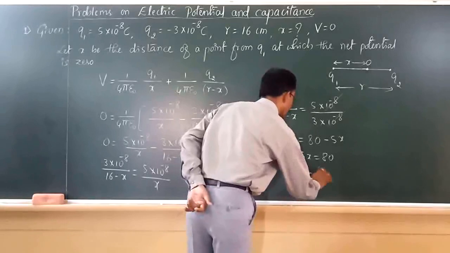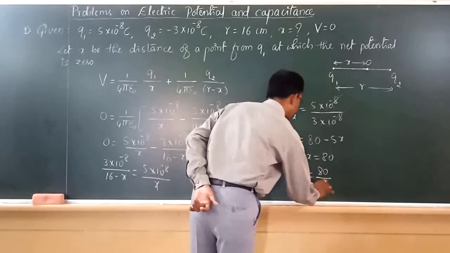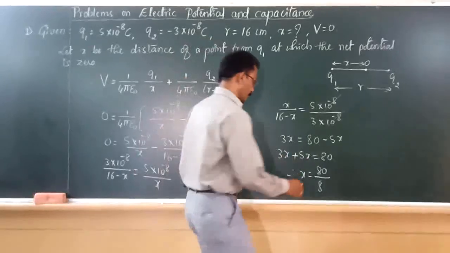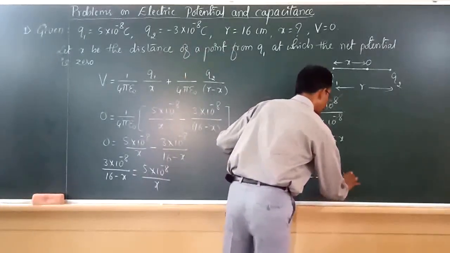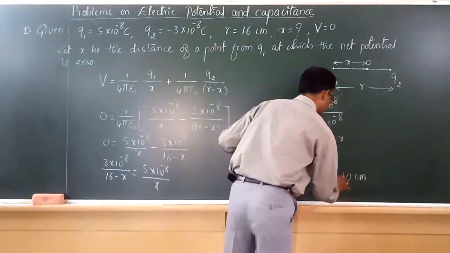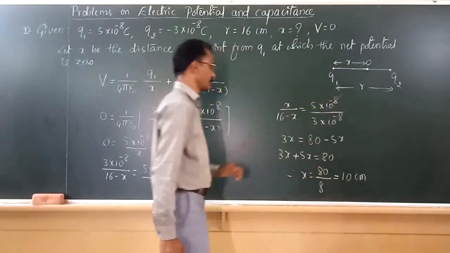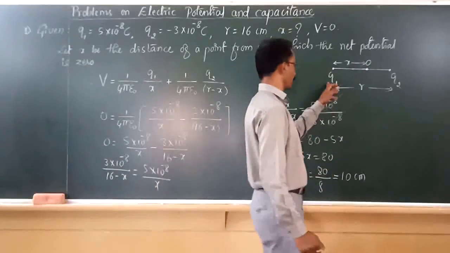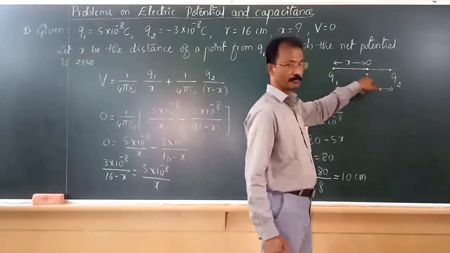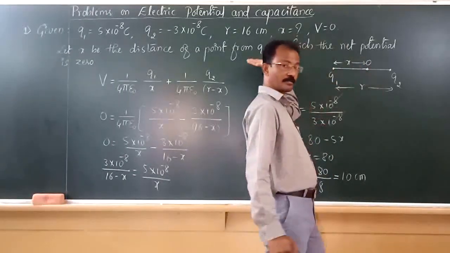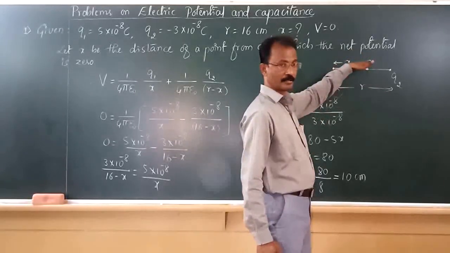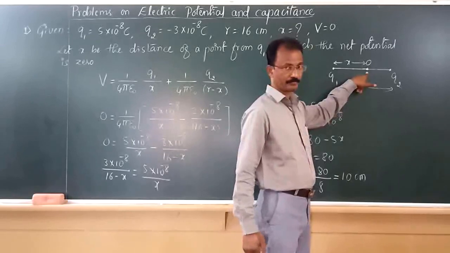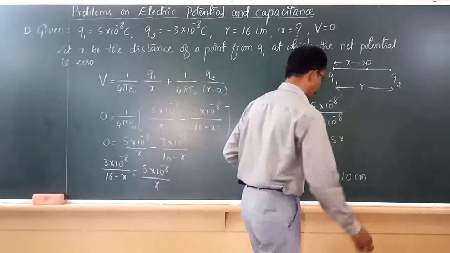Therefore, x is equal to 80 divided by 8, since 3x plus 5x is 8x, which gives 10 cm. At a distance of 10 cm from Q1, the net potential due to the system of these two charges on the line joining the two charges is 0. So the x value is found.